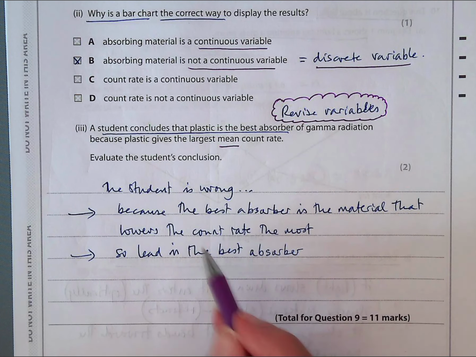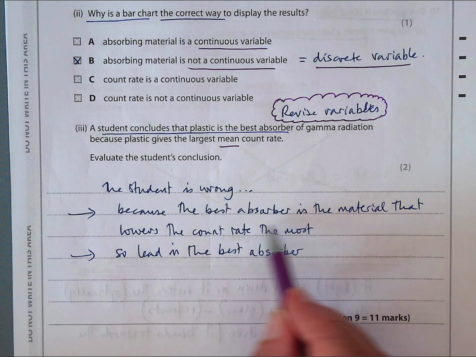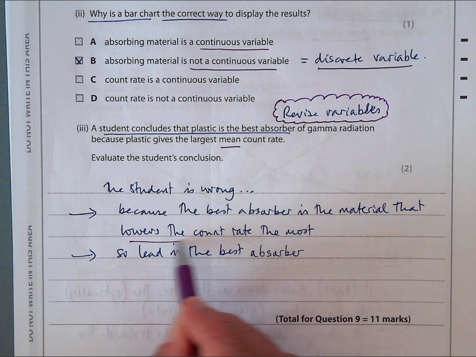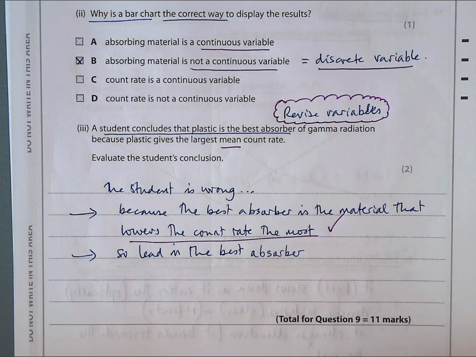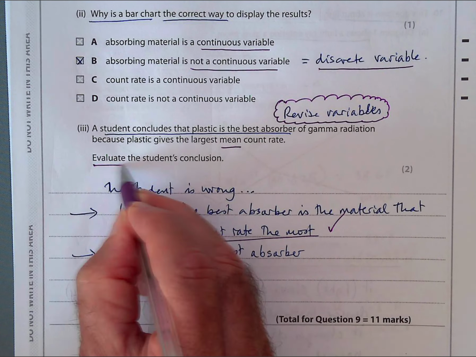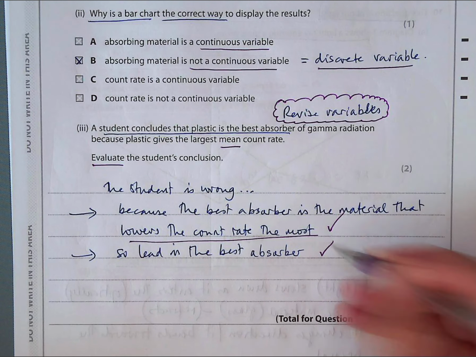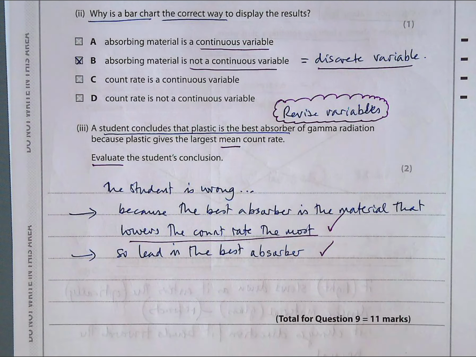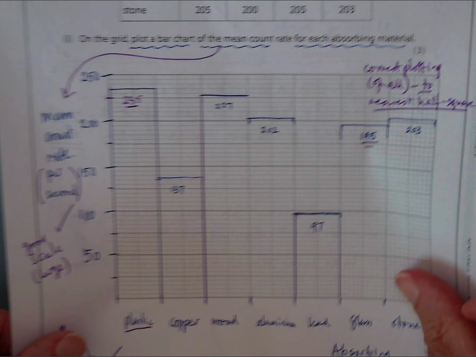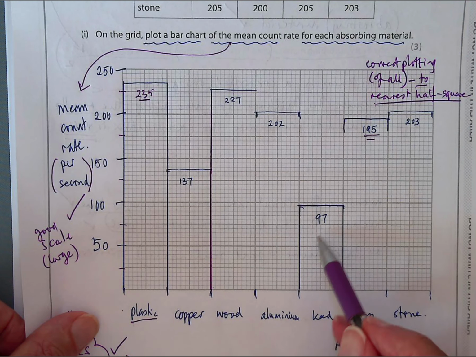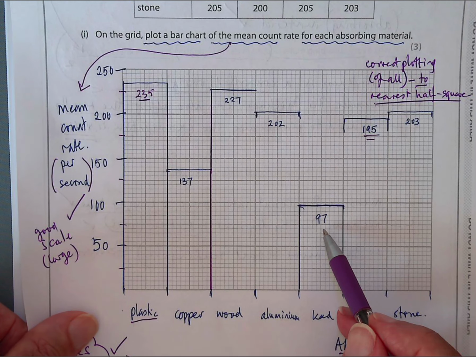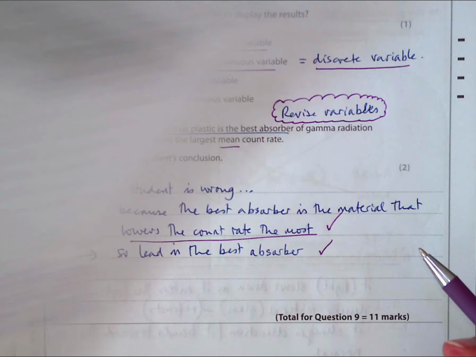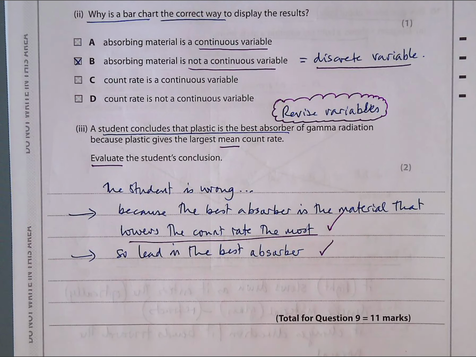Evaluate the student's conclusion. The student is wrong. Why? Because the best absorber is the material that lowers the count rate the most. Show that you understand what you're talking about. So lead is the best absorber. Lead was the one which, because lead is very dense, gets the value down to 97. Still quite high, because remember, gamma radiation is quite penetrating.